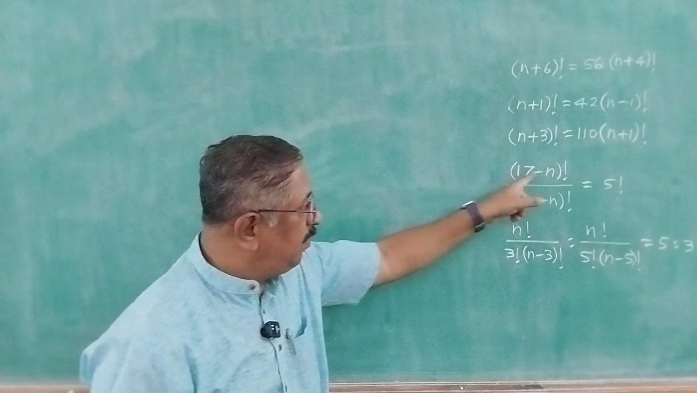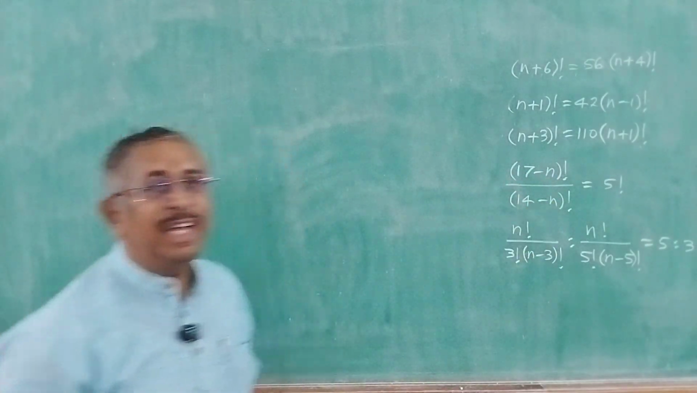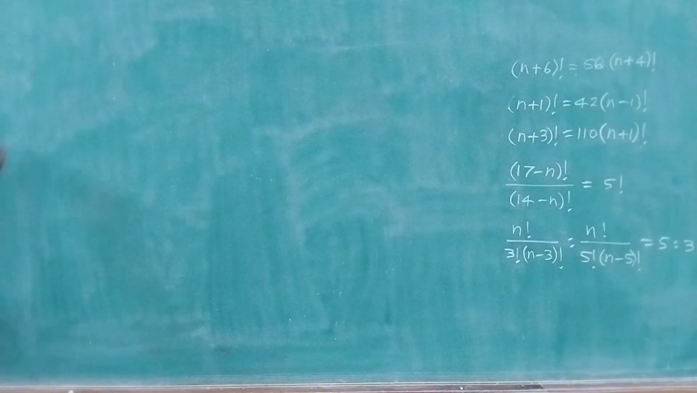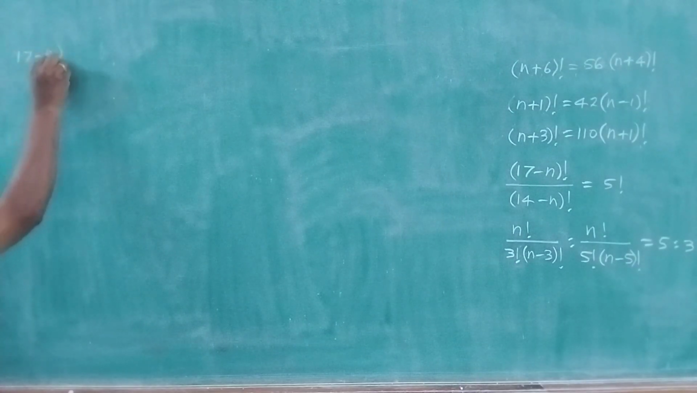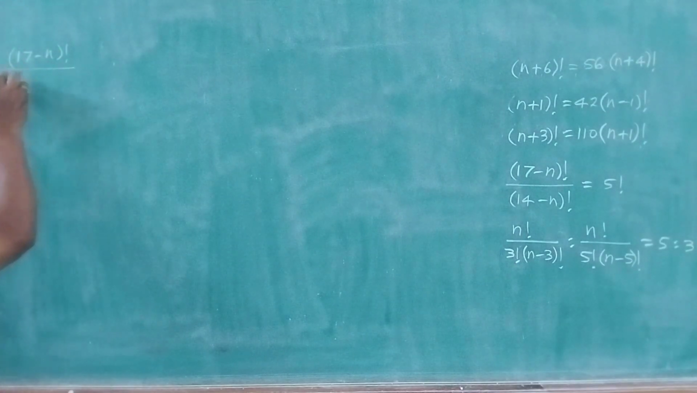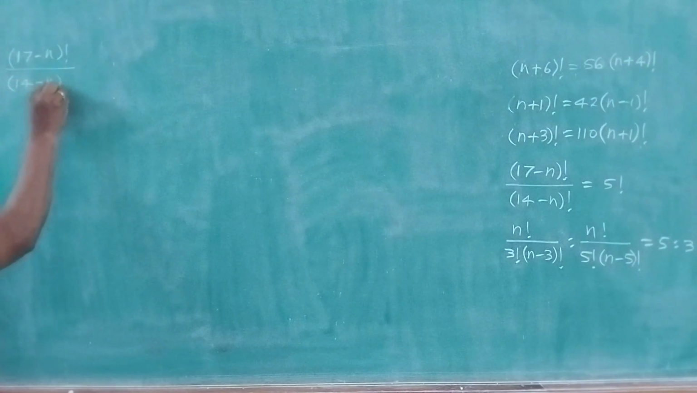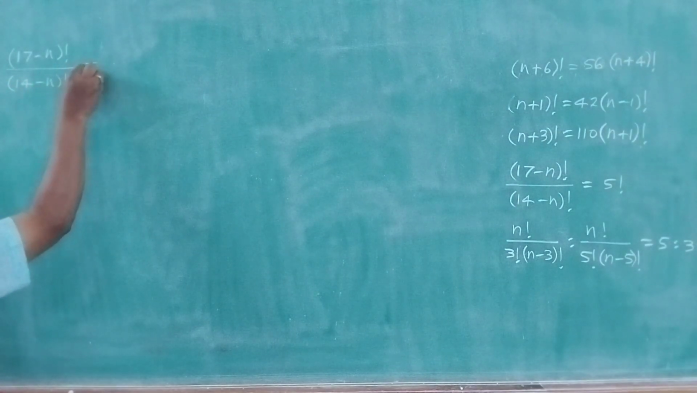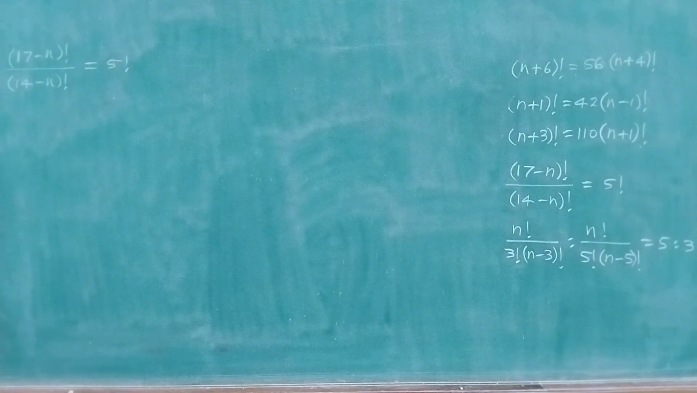Now let us discuss this one: (17-n)! divided by (14-n)! is equal to 5!. Look at this numerator. It is (17-n)!. What will be the term 17-n-1? It will obviously be 16-n. What will be its next less-one term? It is 15-n.